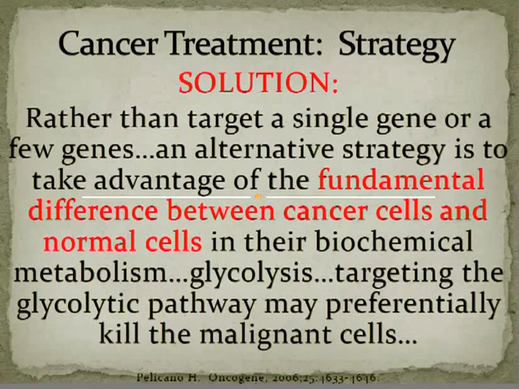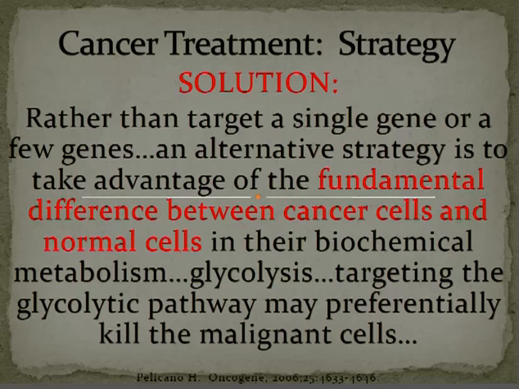Well, rather than try to target a single gene or a few genes, since so many are involved and there's so many potential targets, alternate strategies take advantage of the fundamental difference between cancer cells and normal cells. It's their biologic metabolism and glycolysis. Why don't we target the glycolytic pathway and maybe preferentially kill cancer cells? So go back to this again. And what happened in 2007?